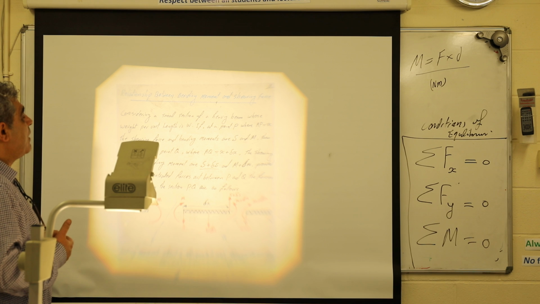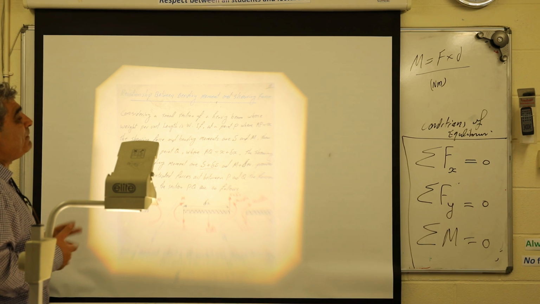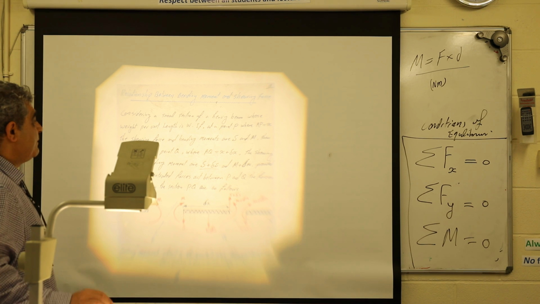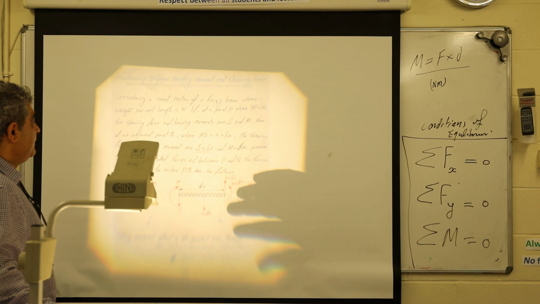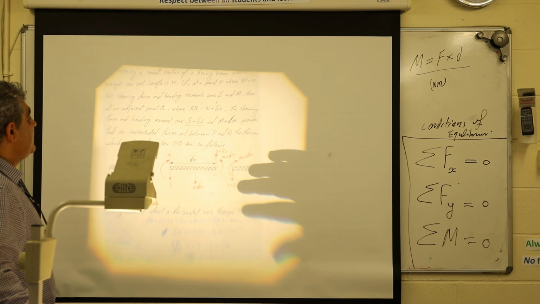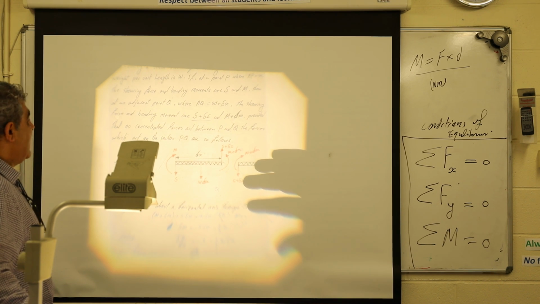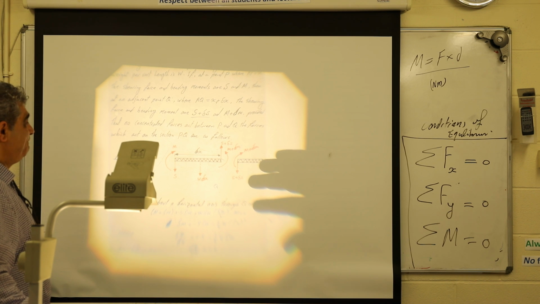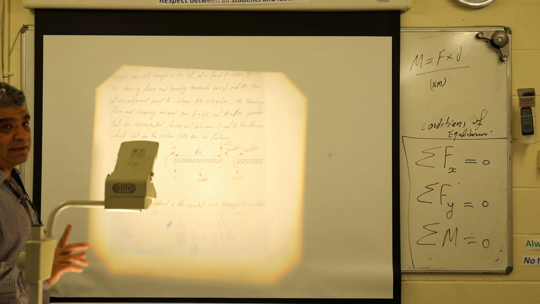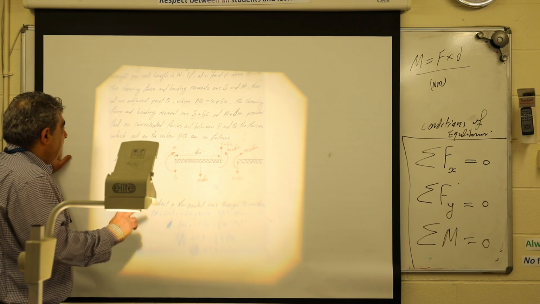Providing there is no concentrated force acting between P and Q, there is no external concentrated load between P and Q. The forces which act on the section PQ are as follows. Look at here. It does explain very nicely.